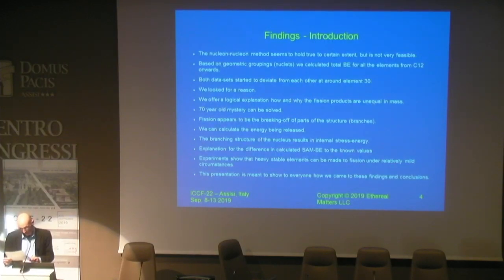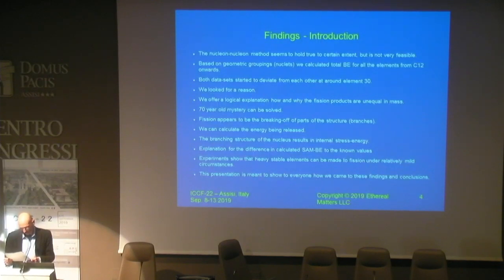We can even offer a logical explanation how and why fission products are unequal in mass. A 70-year-old mystery can be solved with the knowledge of the structure of the nucleus. Fission appears to be breaking off parts of the structure, the branches as we call them, and we can calculate energy being released through this process.